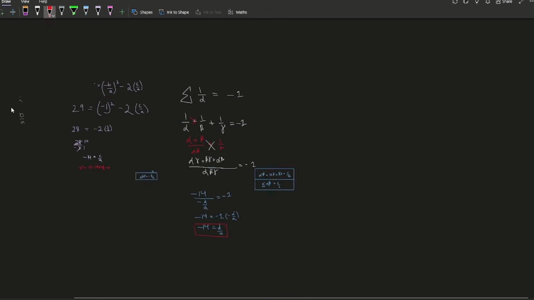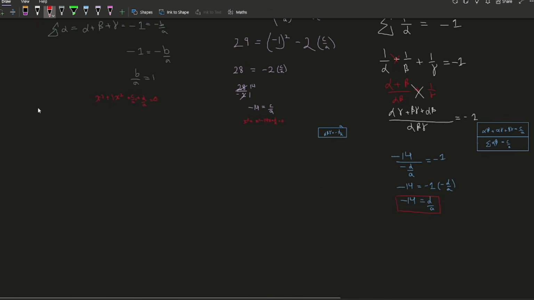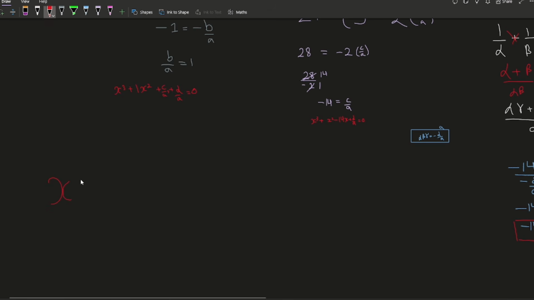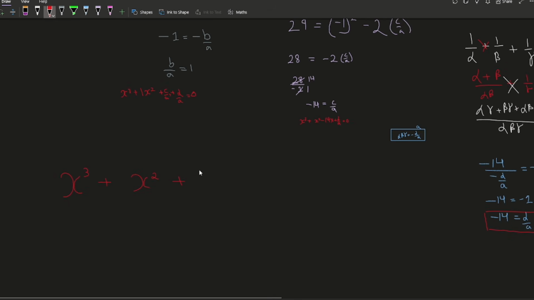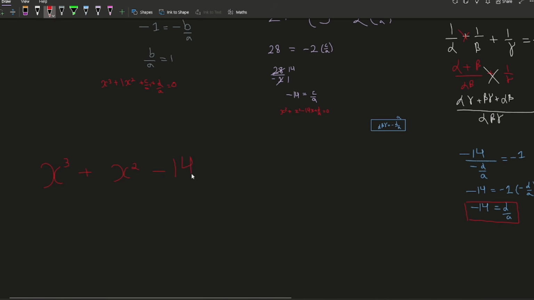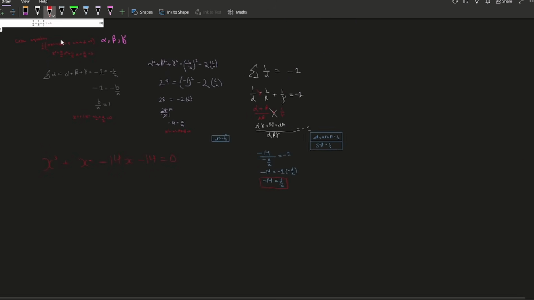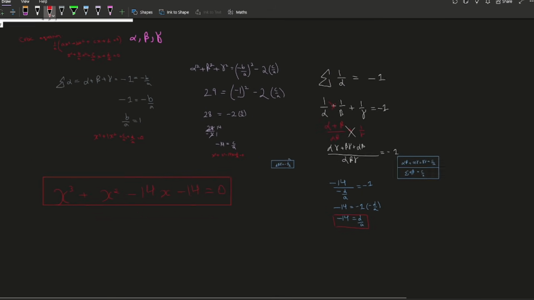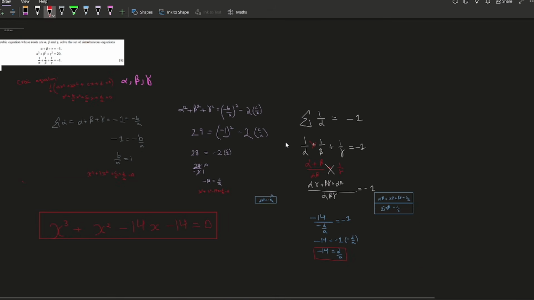Now we have found all the values, so let's rewrite our equation. x cubed plus x squared minus 14x minus 14 equals 0. This is our cubic equation. This is literally free 8 marks. We just have to use Vieta's relations as we have been using in the past question.